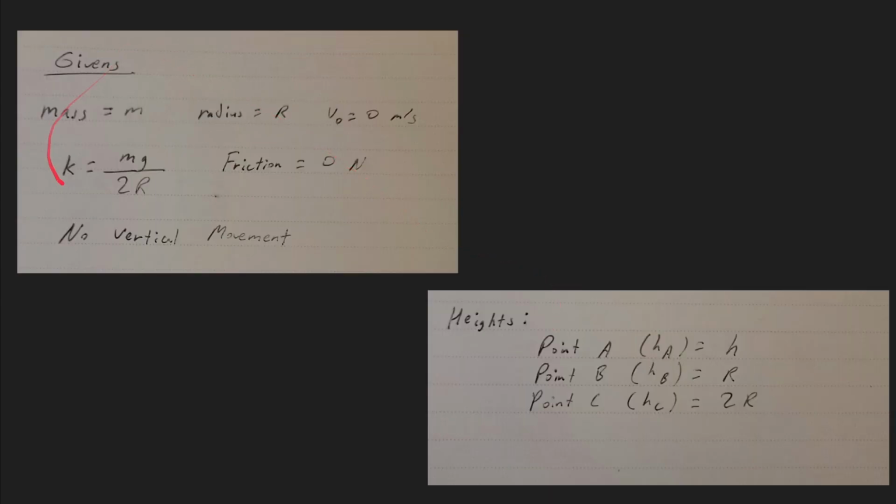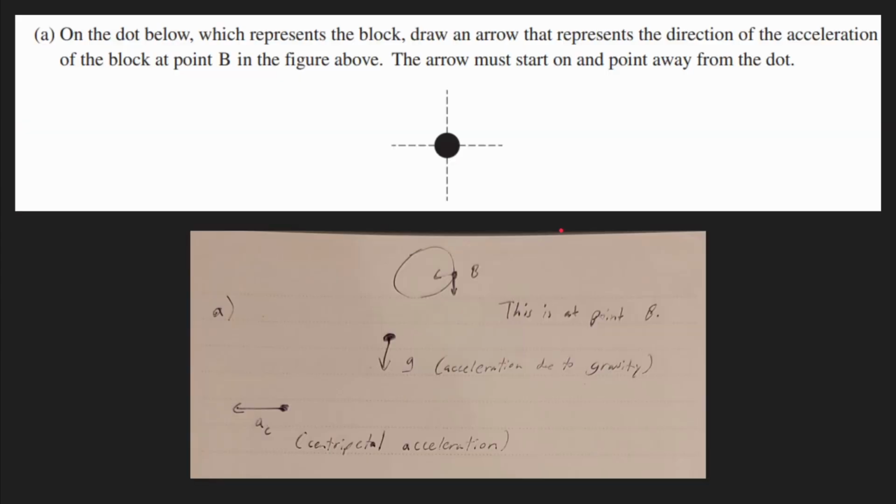Okay, and here we just have our givens and our heights written side by side, and let's move on to the first part of this question.